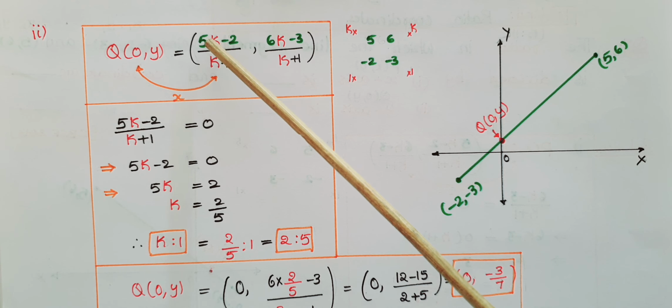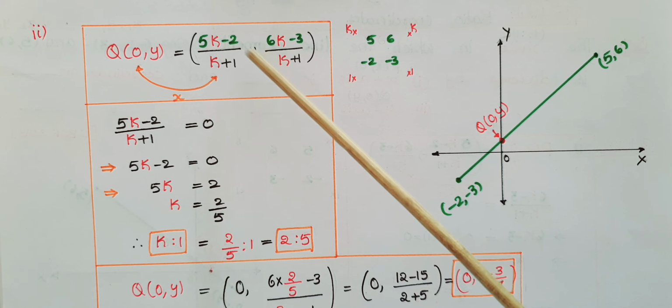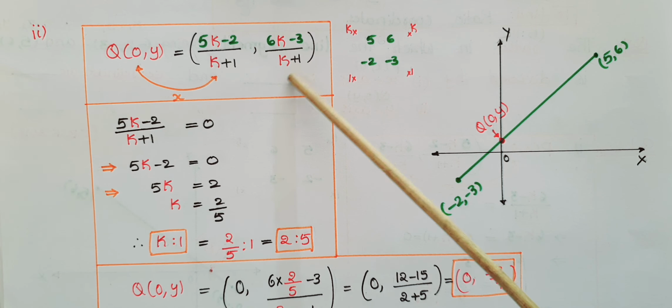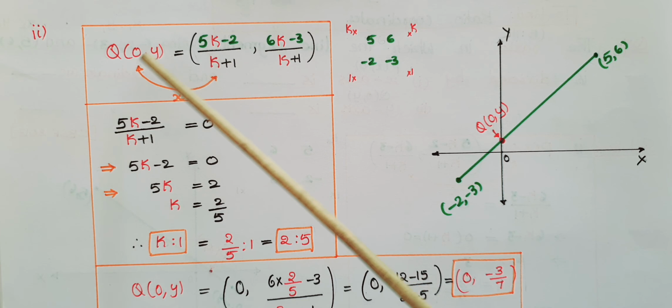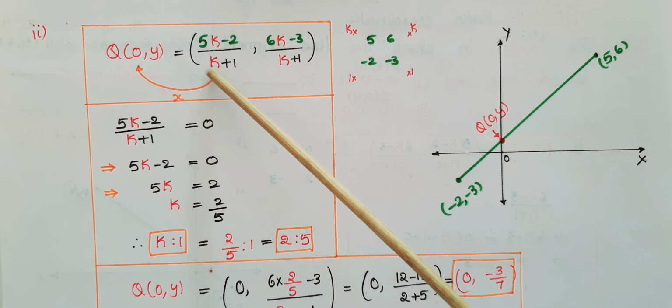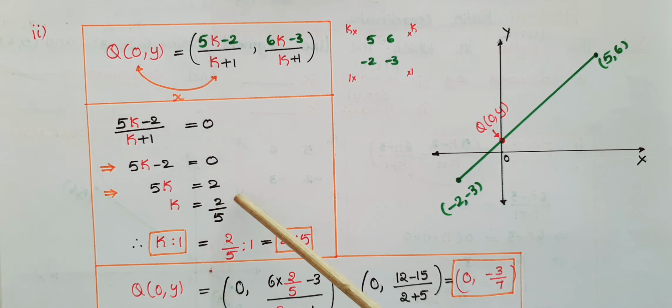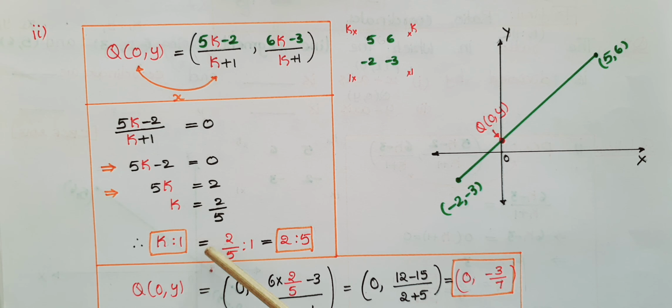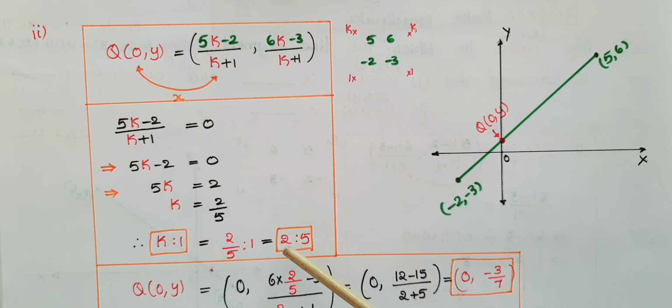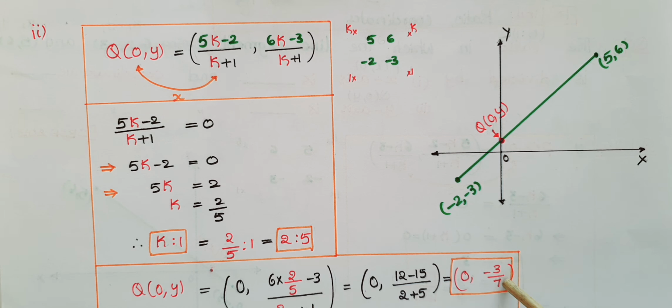Now apply this ratio, then you will get ((5k minus 2) by (k plus 1), (6k minus 3) by (k plus 1)). Now here x coordinate is 0, so (5k minus 2) by (k plus 1) is equal to 0, then k is equal to 2 by 5. Therefore k:1 is 2:5. Now substitute k value in these coordinates, then you will get Q(0, y) is equal to (0, -3/7).